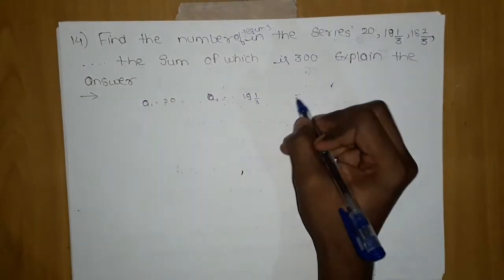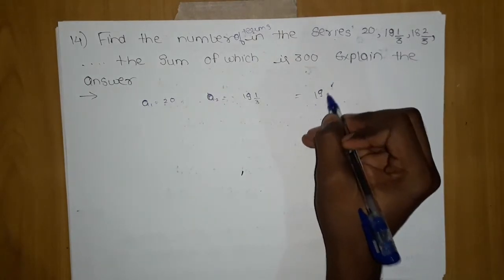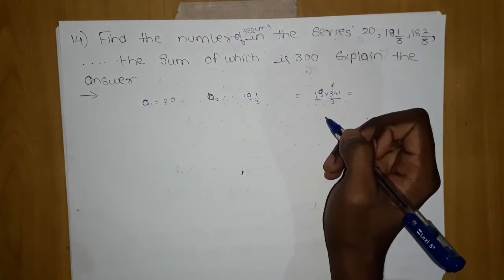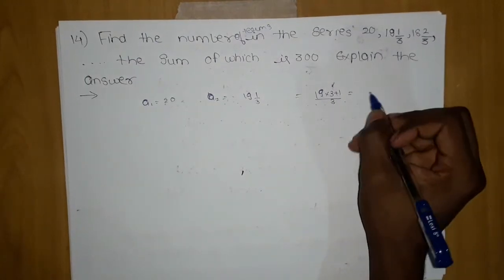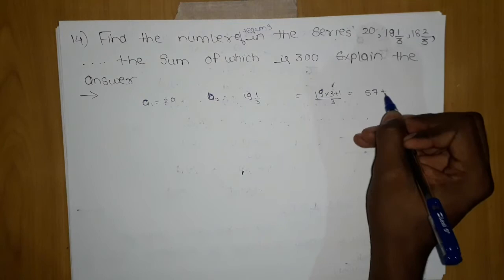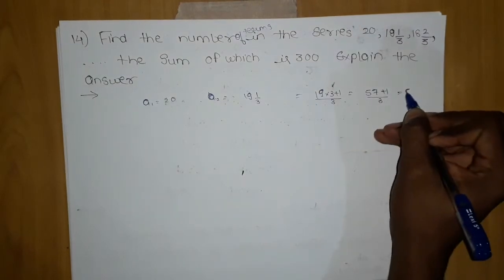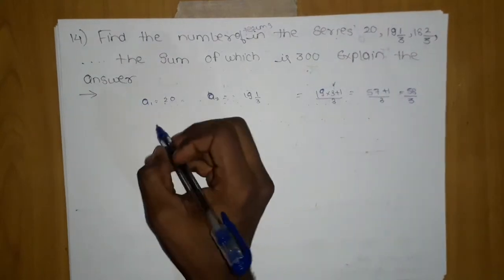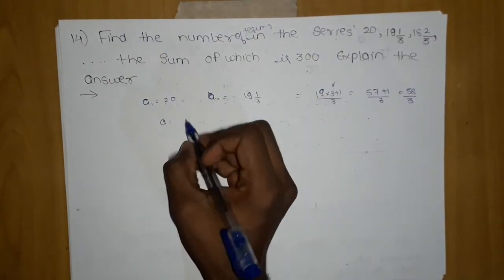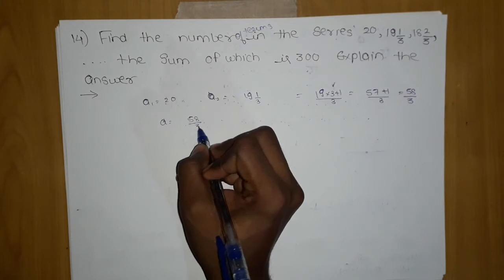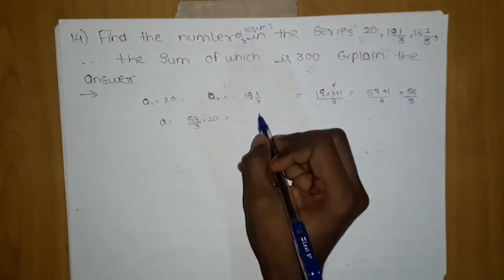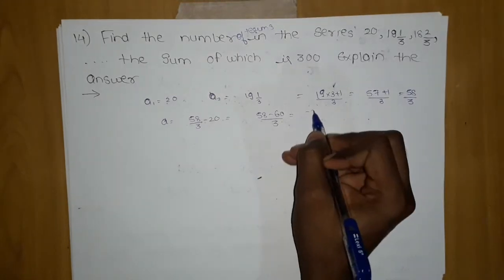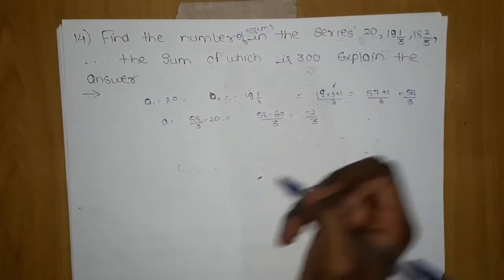How do you calculate this? 19 into 3 plus 1 upon 3, which gives me 57 plus 1 by 3, which is nothing but 58 by 3. So I got my a2, which is 58 by 3. Now how will I get d? d will be nothing but 58 by 3 minus 20. If I subtract, I get 58 minus 60 by 3, which gives me minus 2 by 3. So I got my d, which is minus 2 by 3.